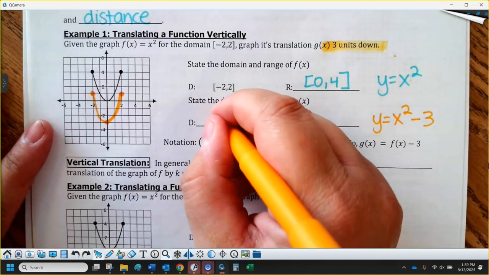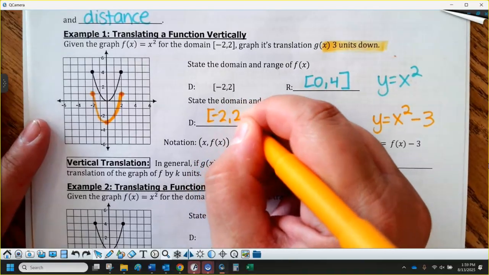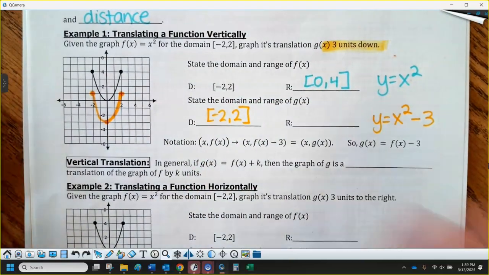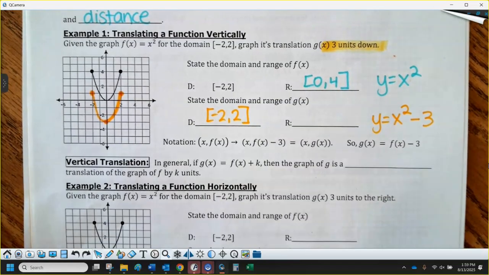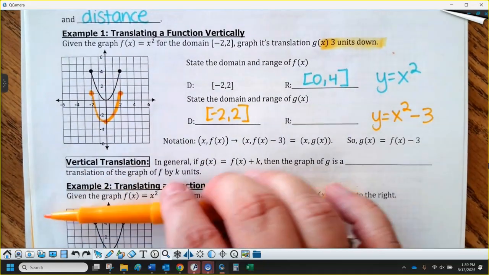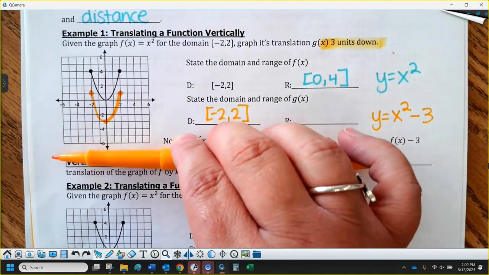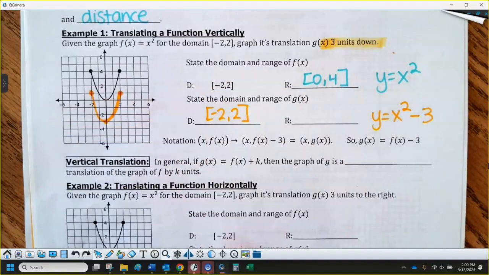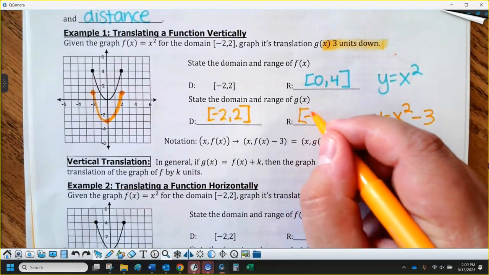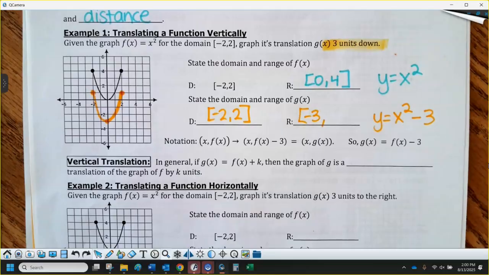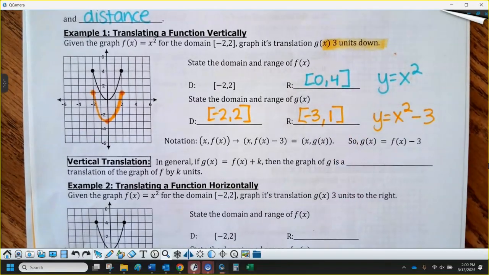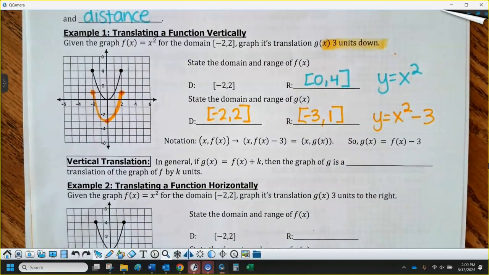All right, so this is still -2 to 2. Just like it was in the original. It's still between those two values. Is my range different? The range is different because we scooched everything down 3 spots. Okay, so if I just look at that translated graph, first y value I touch now is -3. What's the last y value I touch? 1. So this changes the range if you scooch the graph up or down.